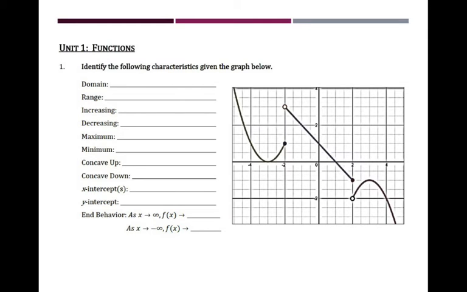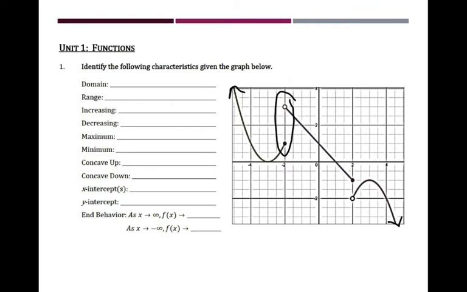It says, identify the following characteristics given the graph below. So the first thing we want to do is find the domain. The domain is what is happening to your graph horizontally. So really I can see that this graph is going to continue going to the left and it's going to continue going to the right. So I just want to see everything in between to see if it exists.